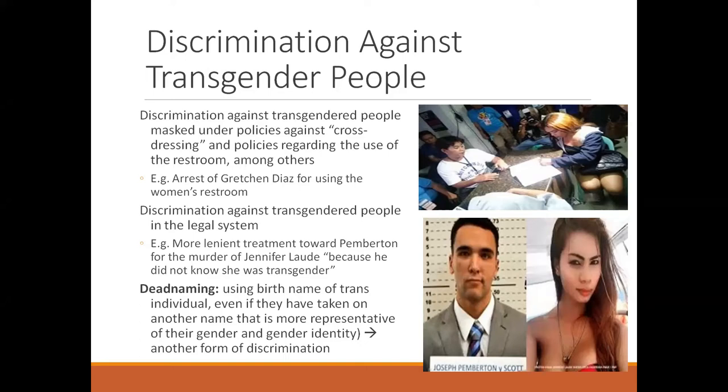And then another form of discrimination against the trans community is dead naming. For example, using the birth name of a transgender individual, even if they've taken on another name that's more representative of their gender and their gender identity. So this functions as another form of gender discrimination and transphobia, definitely.